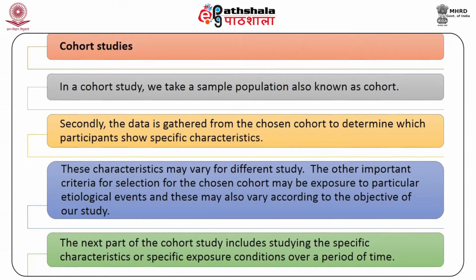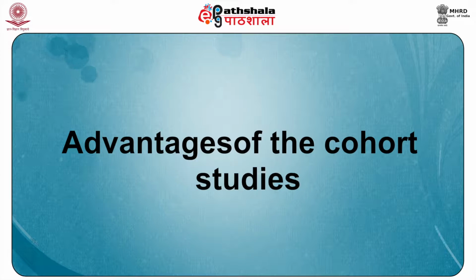Cohort studies. In a cohort study, we take a sample population, also known as a cohort. Secondly, the data is gathered from the chosen cohort to determine which participants show specific characteristics. These characteristics may vary for different studies. The other important criterion for selection of the chosen cohort may be exposure to particular etiological events, and these may also vary according to the objective of our study. The next part of the cohort study includes studying the specific characteristics or specific exposure condition over a period of time.